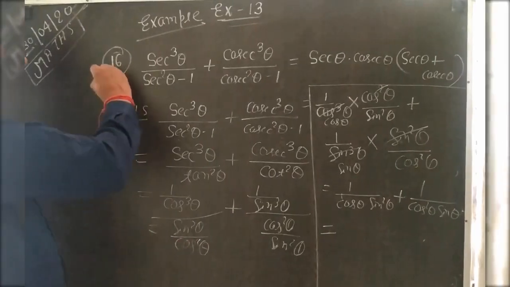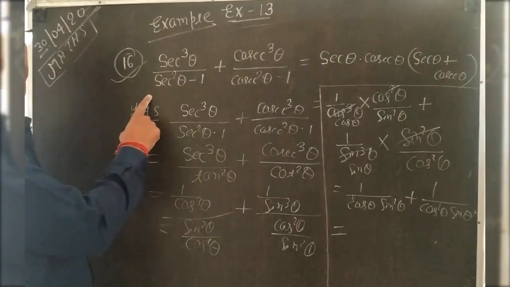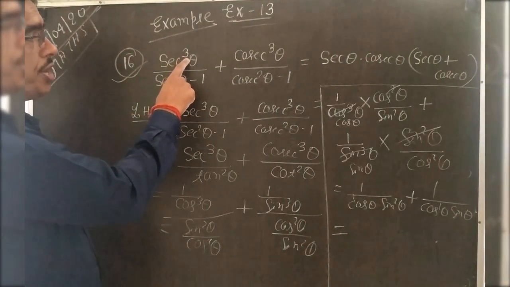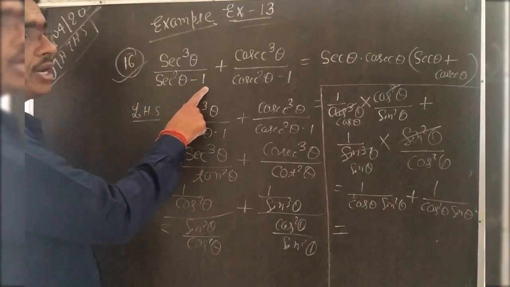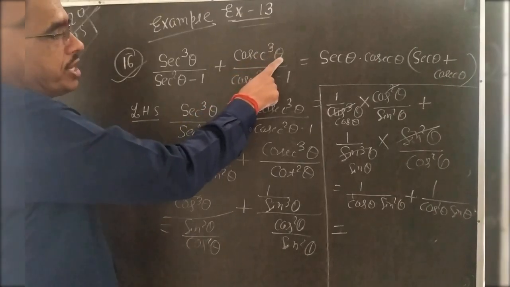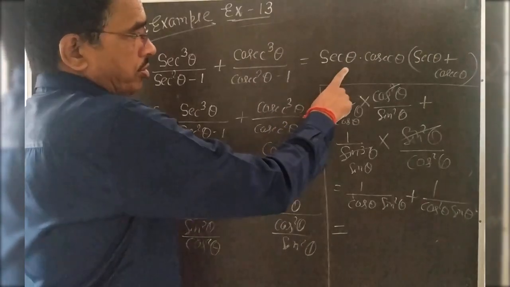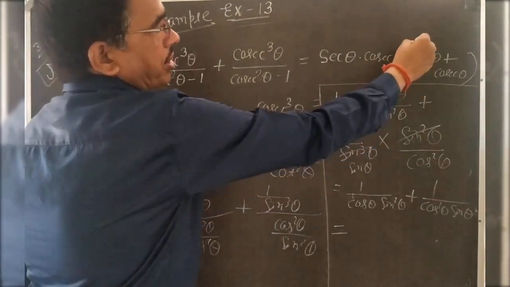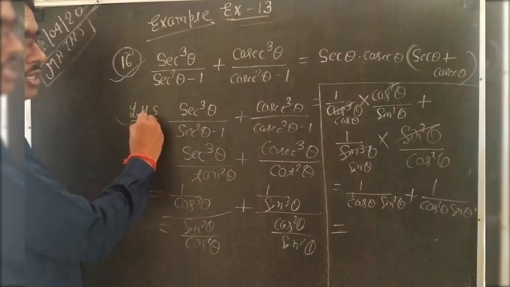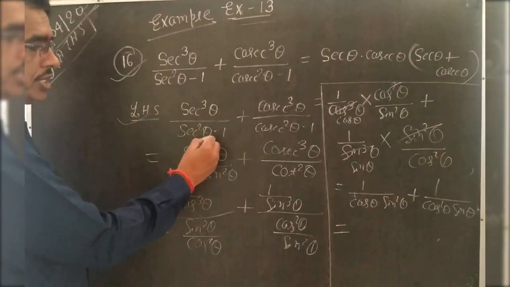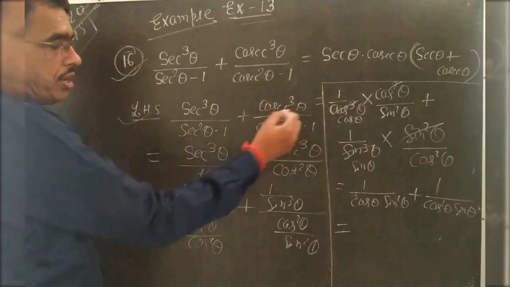Now question number 16, example 13. The question is: sec cube theta by (sec square theta minus 1) plus cosec cube theta by (cosec square theta minus 1) is equal to sec theta into cosec theta (sec theta plus cosec theta). First we write the LHS: sec cube theta by (sec square theta minus 1) plus cosec cube theta by (cosec square theta minus 1).